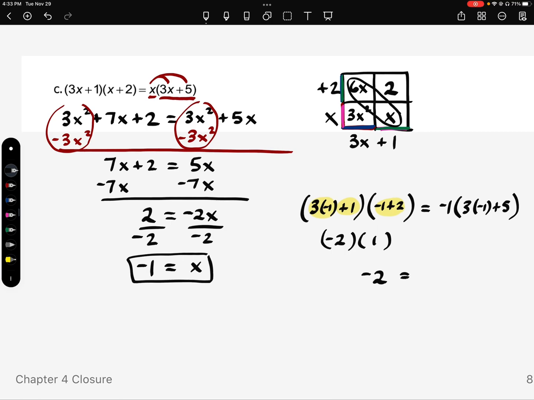On the right side, we've got 3 times negative 1 is negative 3. Plus 5 is going to give us 2. So right now we've got negative 1 times 2, which also gives us negative 2. And we know that that one is correct. So our answer, x equals negative 1.